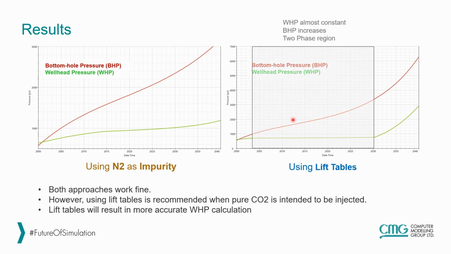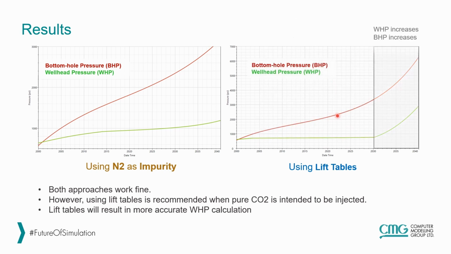Then we enter into the two-phase region, or the pressure gap region, and here we are using a lift table approach to fill this gap. And eventually, when the injection pressure increases enough, now we have liquid CO2 at surface and at the bottom hole because the pressure has increased and we have passed the two-phase region.